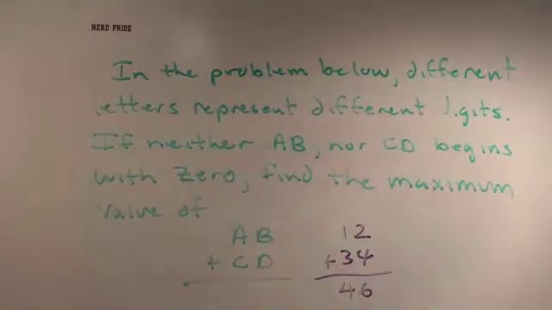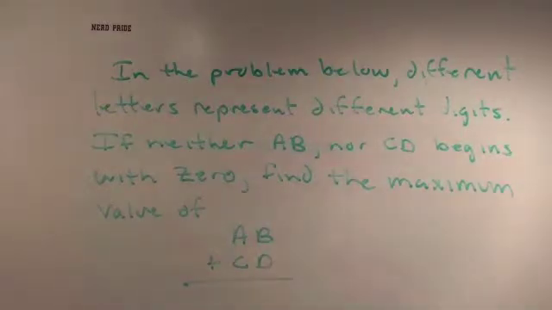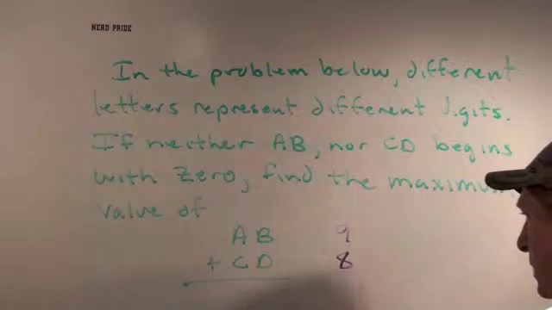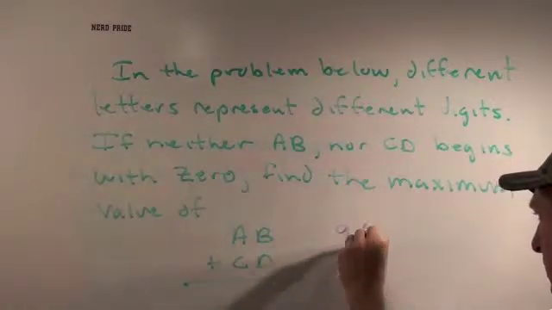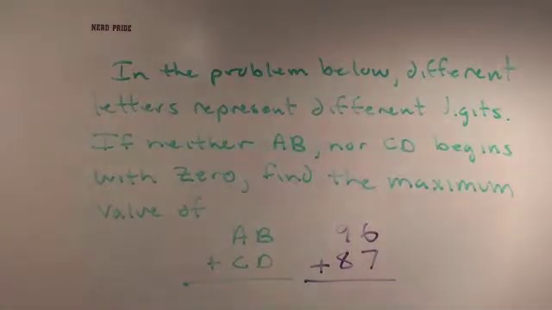Why not? Well, because we can put A equals 9. A is 9, and C is 8. Then D is 7, and B is 6. 96 plus 87. How did you think about that to make it as large as possible? I just chose all the largest numbers.